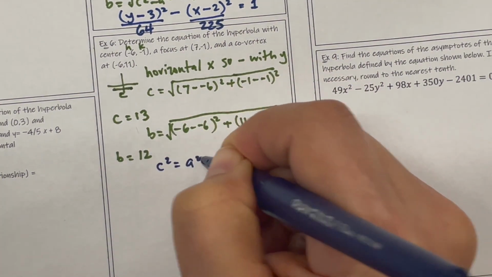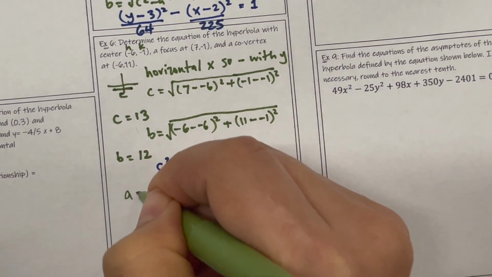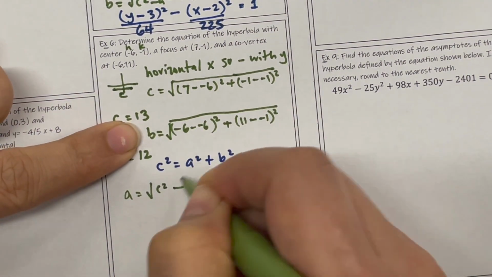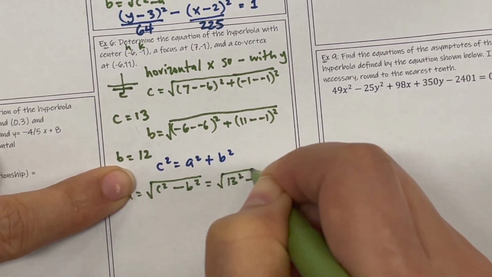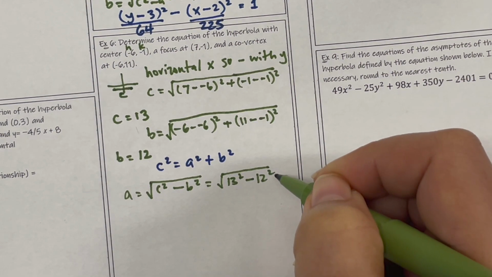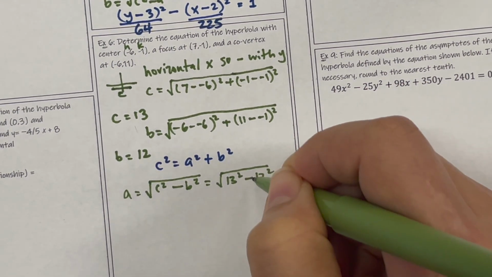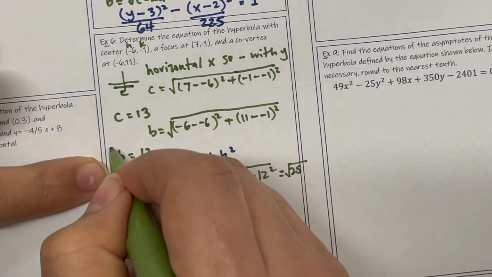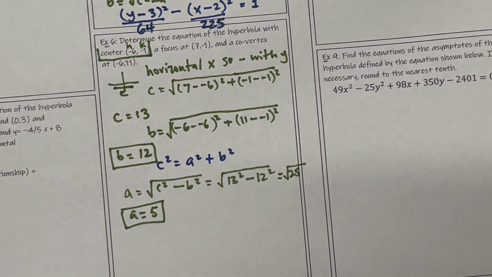So what else am I missing? Just a. c squared is a squared plus b squared, and we're going to solve for a. So a is the square root of c squared minus b squared, which is the square root of 13 squared minus 12 squared, which gives a equal to the square root of 25. So a equals 5. Now that I have my a, b, and my center, I can write my equation, keeping in mind my negative is with y.